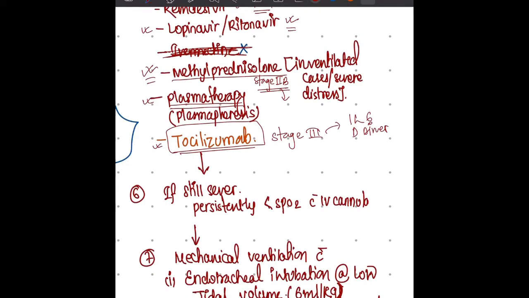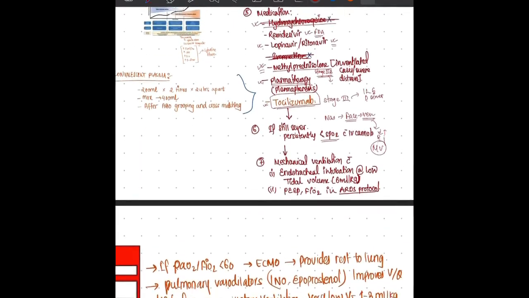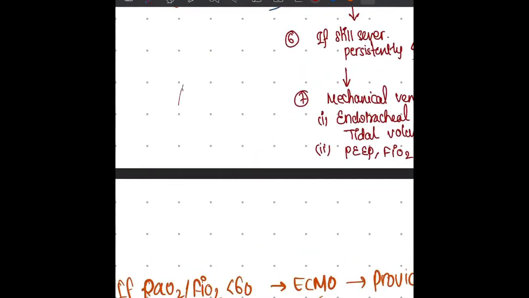Now these were all medical therapies for COVID-19. If the SpO2 is still persistently very low, switch from nasal cannula to face mask. And if SpO2 is maintained, then keep on face mask. If SpO2 is still decreasing, then change to Venturi mask. And if the patient still has low SpO2, perform endotracheal intubation and give mechanical ventilation. Mechanical ventilation in cases of COVID-19 is done by using a protocol called ARDS protocol.